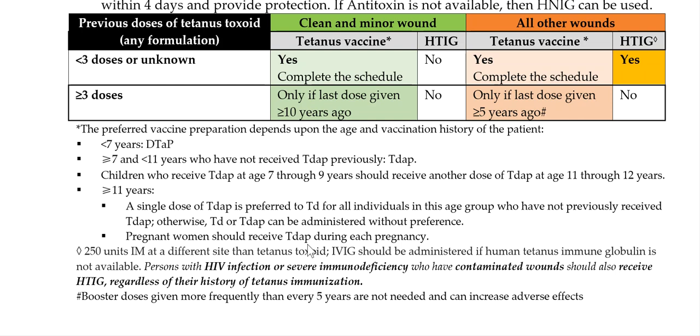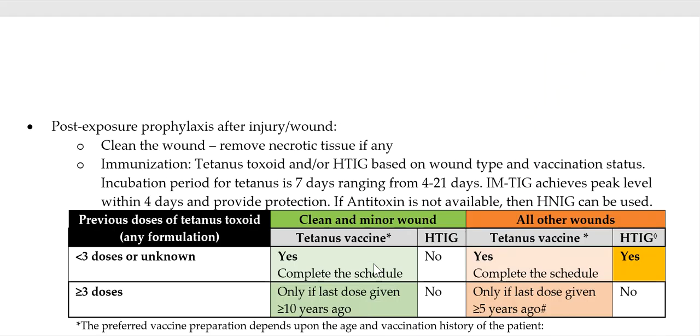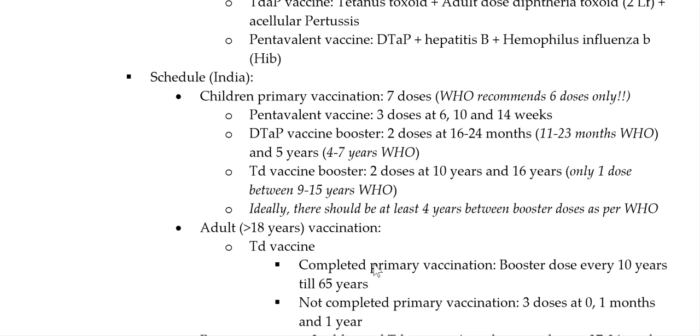Now, one thing I would highlight here: if the person is immunocompromised, with severe immunodeficiency or AIDS, and the wound is not clean, then he should receive immunoglobulin regardless of vaccination status. That is very important. So that finishes today's case.